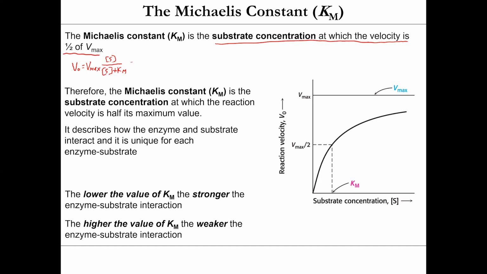So if we look at V, where the substrate concentration equals Km, and we add in that substrate concentration, what happens is this basically turns into Vmax over 2. So the Michaelis constant is going to be the substrate concentration at which the velocity is 1/2 of Vmax. And so you can see that over here on this equation.